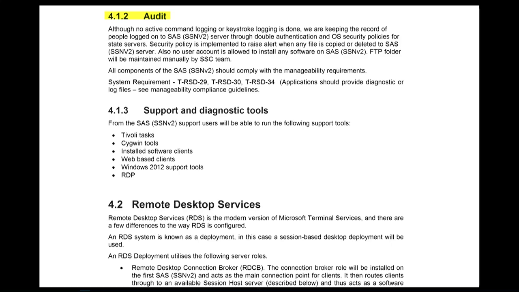Why would command logging or keystroke logging be contemplated for secure access to the live estate? It gives an irrefutable record of precisely what was being executed. And in that way, it is entirely auditable after the event.